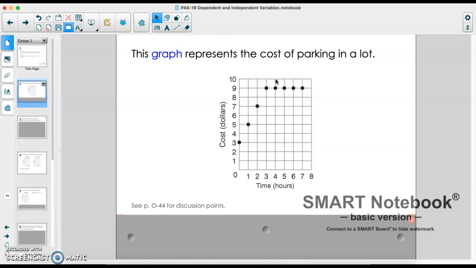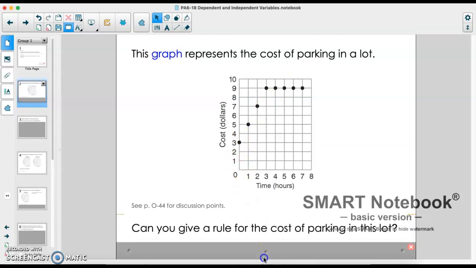To figure out the fee for this, it's $3 to get into the lot, and then $2 for each additional hour, up to a maximum of 3 hours, or $9. To think about it in a mathematical way, if you park for less than 3 hours, you would multiply the time, which is down on the x-axis, by 2, and then add 3. If you park for 3 or more hours, the price is just $9.